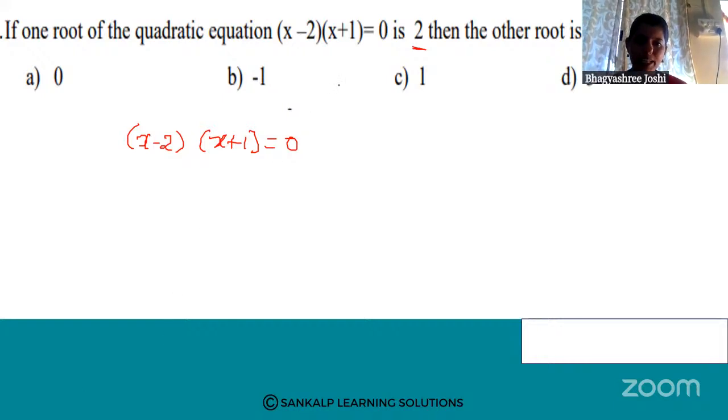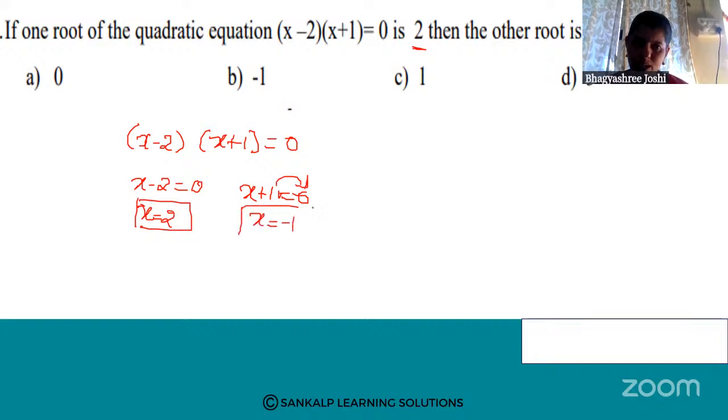Okay, so x minus 2 into x plus 1 is equal to 0. One root they have given, that is 2. If you equate x minus 2 is equal to 0 and x plus 1 is equal to 0, transfer this minus 2 to this side, x is equal to 2 you will get. If you transfer plus 1 to this side, x is equal to minus 1 you will get. So x is equal to 2, x is equal to minus 1. One root they have given, that is 2. Another root is minus 1. Therefore, option B is right.